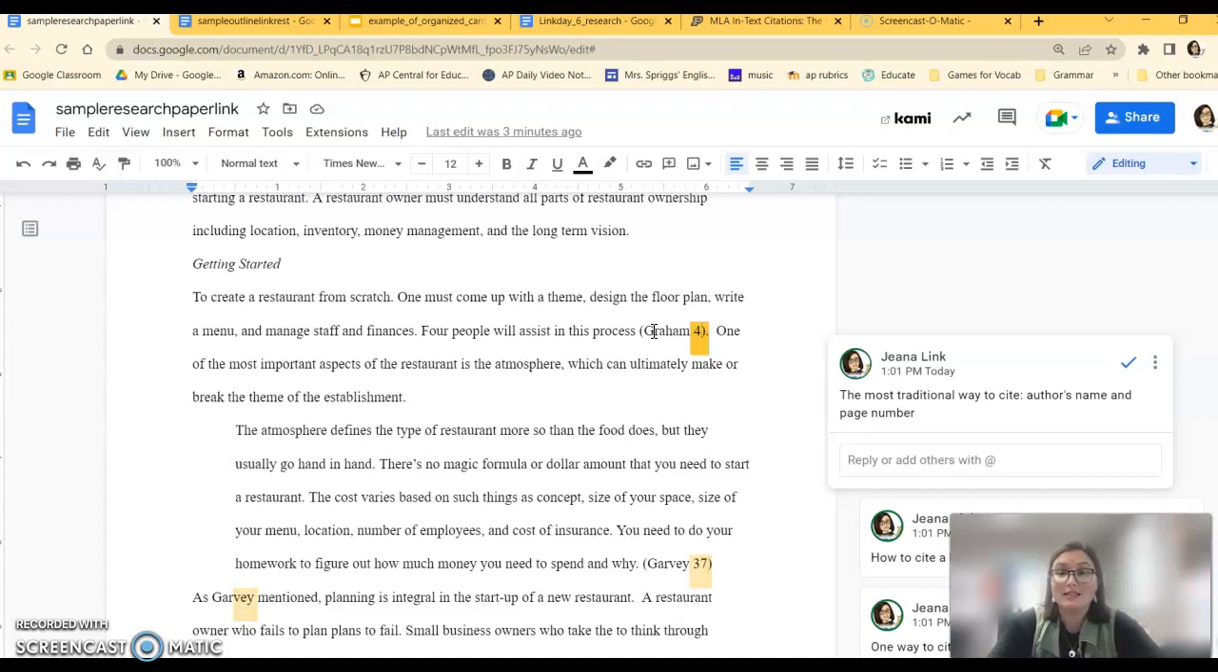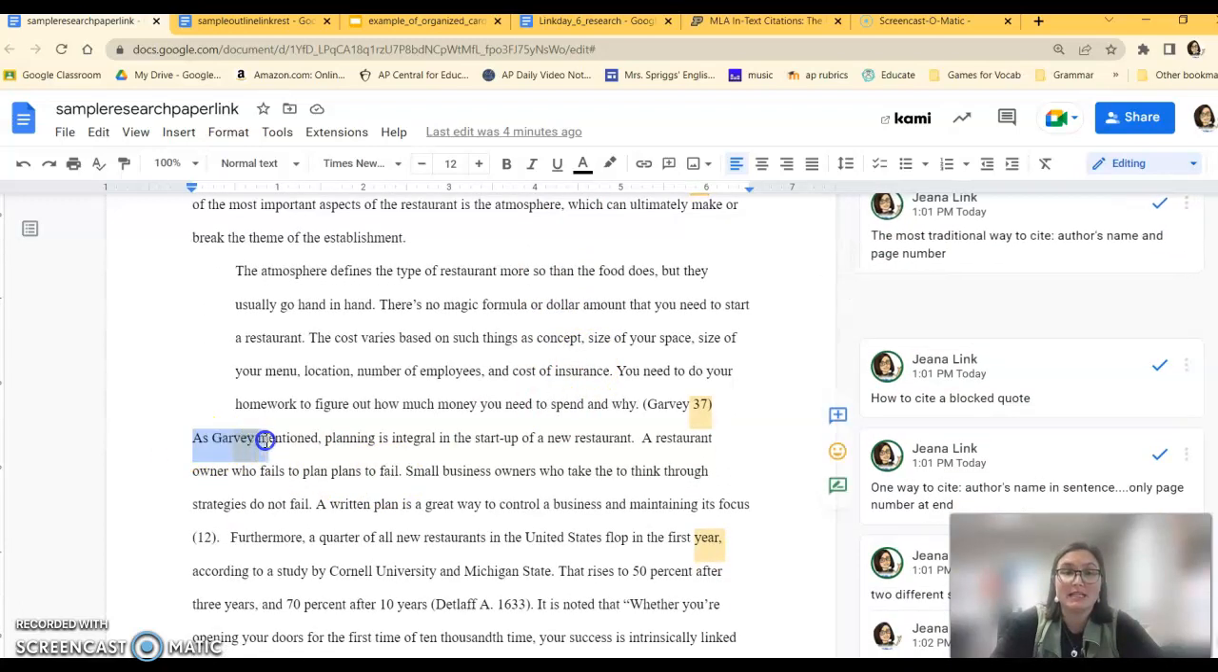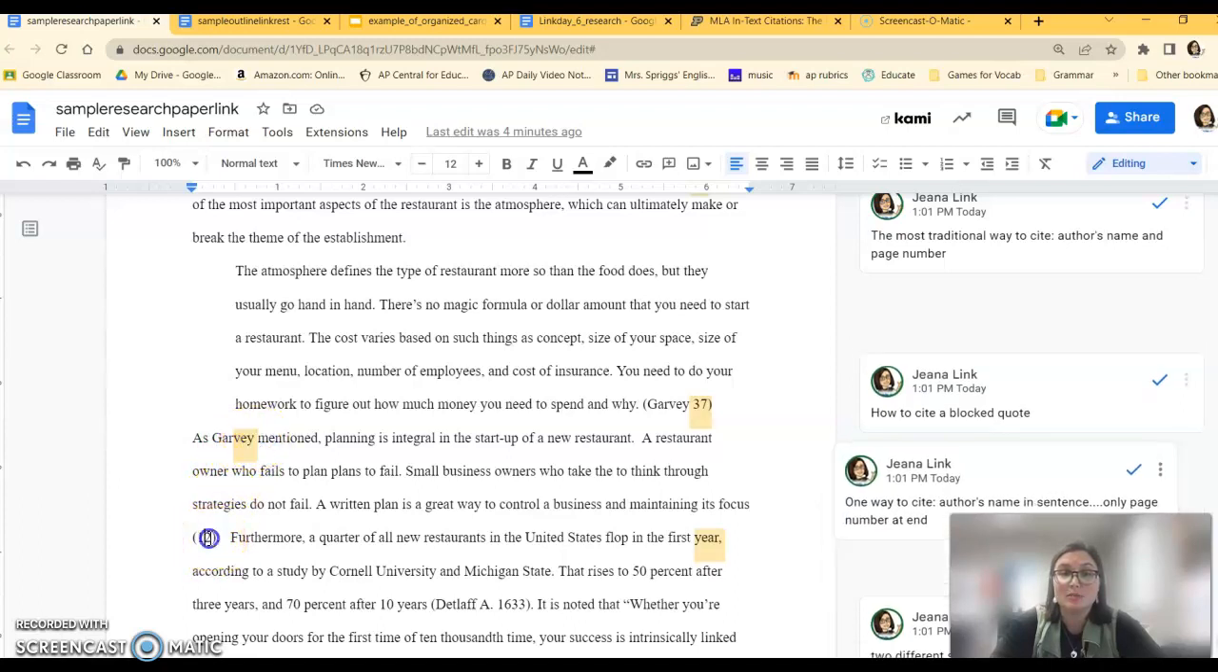But I would like for you guys to kind of vary that structure. So another way to do that is include the author's name in the sentence, as Garvey mentioned. And at the bottom of that sentence where your citation would come, instead of putting Garvey here in front of the 12, you don't, because you already put it in that sentence. So you mention the author's name and you mention the page number in that citation, in wherever that paraphrase was used or that direct quote was used, but you just cite it a different way.